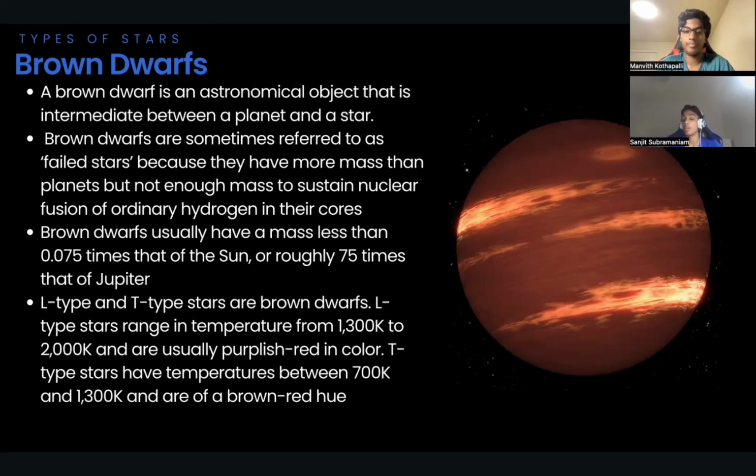L-type and T-type stars are brown dwarf stars. L-type stars range in temperatures from 1,300 Kelvin to 2,000 Kelvin and are usually purplish red in color. And T-type stars have temperatures between 700 Kelvin and 1,300 Kelvin and are of a brown red hue.